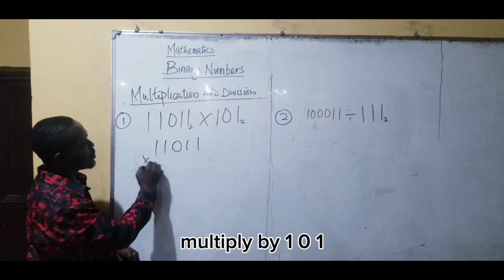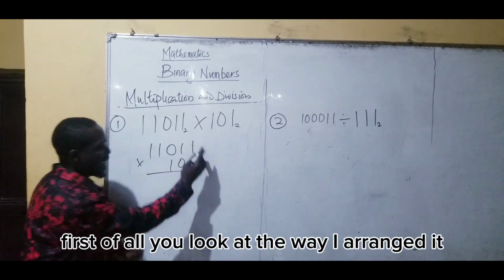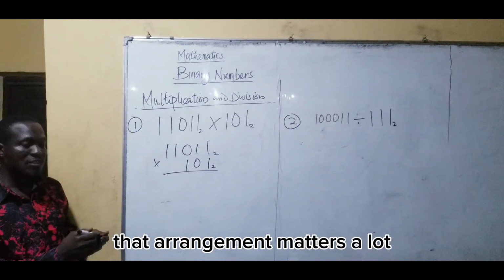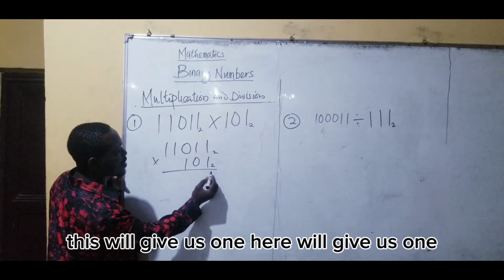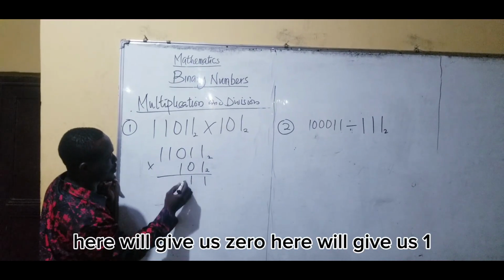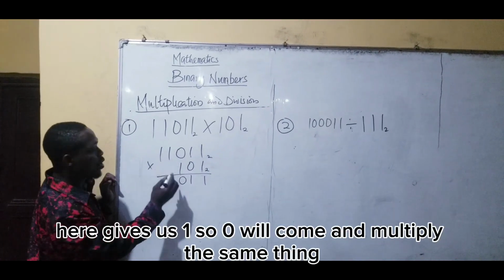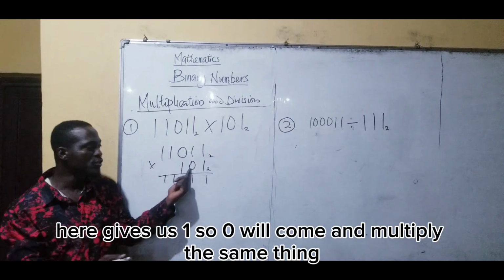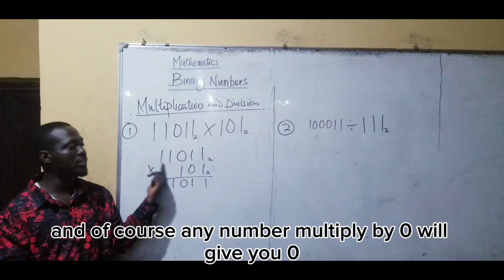11011 multiplied by 101. First of all, look at the way I arranged it. That arrangement matters a lot. So this and this times this will give us 1, here will give us 1, here will give us 0, here will give us 1, here gives us 1. So 0 will come and multiply the same thing. And of course, any number multiplied by 0 will give you 0.